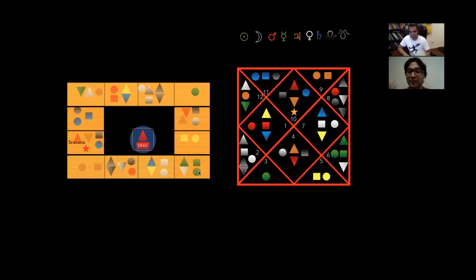Like Venus getting debilitated is literally playing itself out. Now, there is also a side story to Venus, Shukracharya. This is a famous story where Venus is actually getting blinded. Do you remember that part of the story?